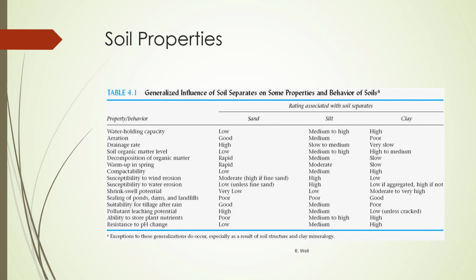Here are just some lists of soil separates and what properties and behaviors they might have on soils. And of course, decomposition of organic matter is really rapid in sand. It's medium in silt. It's slow in clay. Drainage rate, of course, is high in sand, slow to medium in silt, and then very slow in clay.